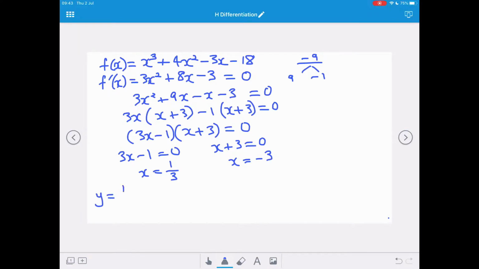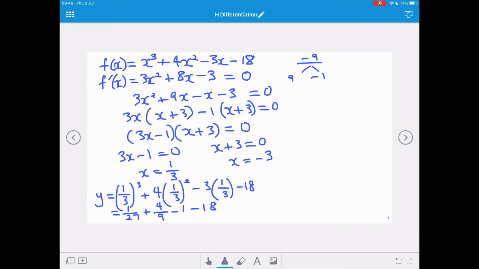So to work out our y value, we're substituting a third into the original curve. So a third cubed plus 4 multiplied by a third squared minus 3 times a third. And we're going to take away 18. So applying BODMAS, we're going to get 1 over 27 plus 4 over 9 minus 1 minus 18. And so at x equals a third, y is going to equal negative 18 and 14/27, giving us a stationary point at a third, negative 18 and 14/27.